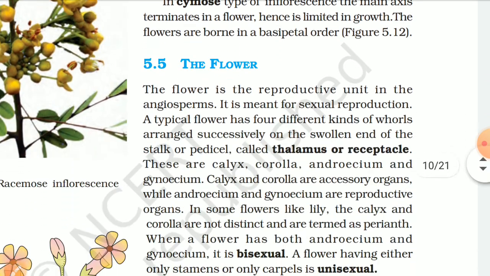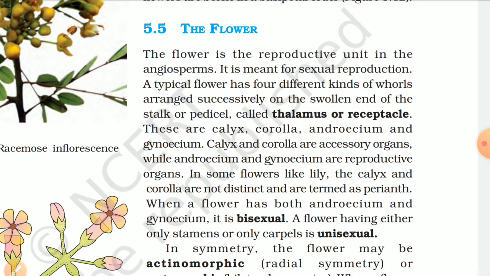5.5 The flower. The flower is a reproductive unit in the angiosperm. It is meant for sexual reproduction. A typical flower has four different kinds of whorls arranged successively on the swollen end of the stalk or pedicel, called thalamus or receptacle. These are calyx, corolla, androecium, and gynoecium. Calyx and corolla are the accessory organs, while androecium and gynoecium are the reproductive organs. In some flowers like lily, the calyx and corolla are not distinct and are termed perianth.